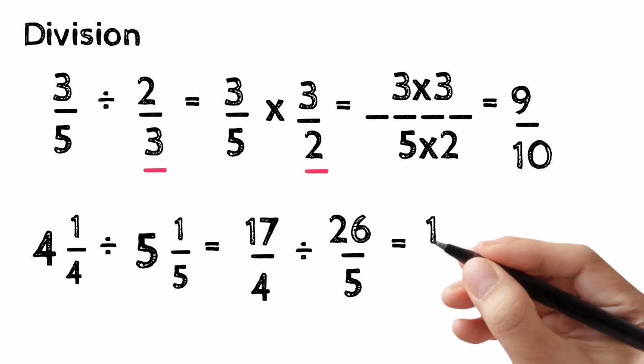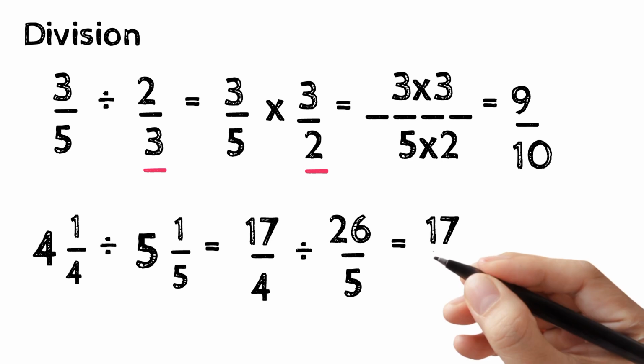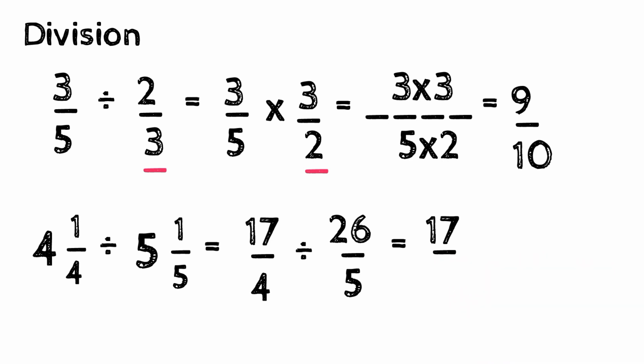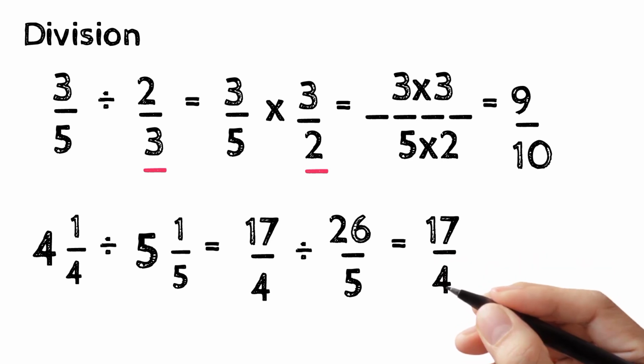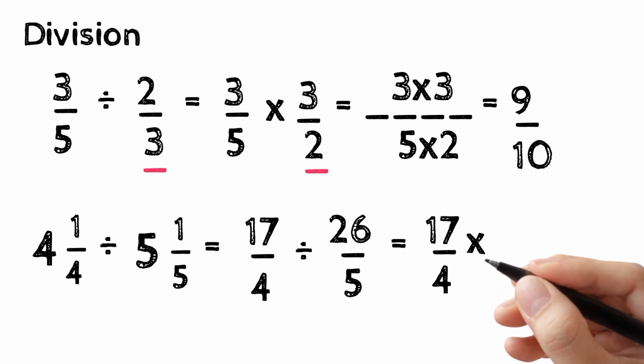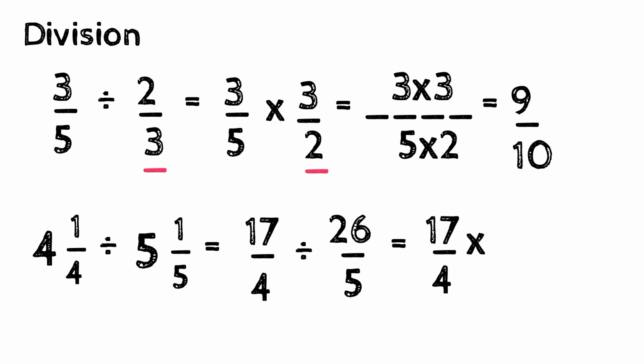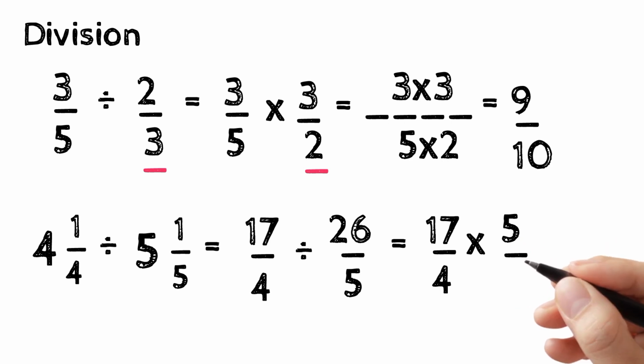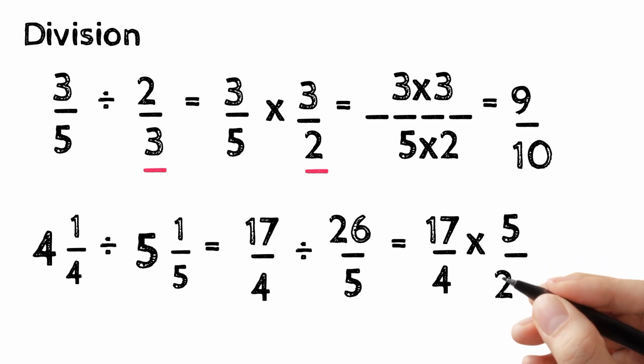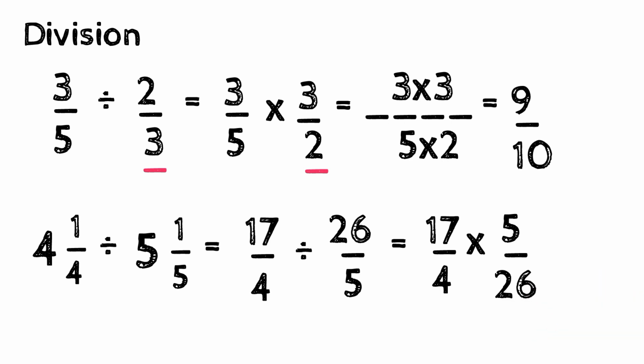Write the first fraction, 17 over 4, then change the sign into multiplication and then the reciprocal of the other fraction. So 5 over 26. Now multiplying the numerator, you have 85, and then the denominator is 104. Answer.